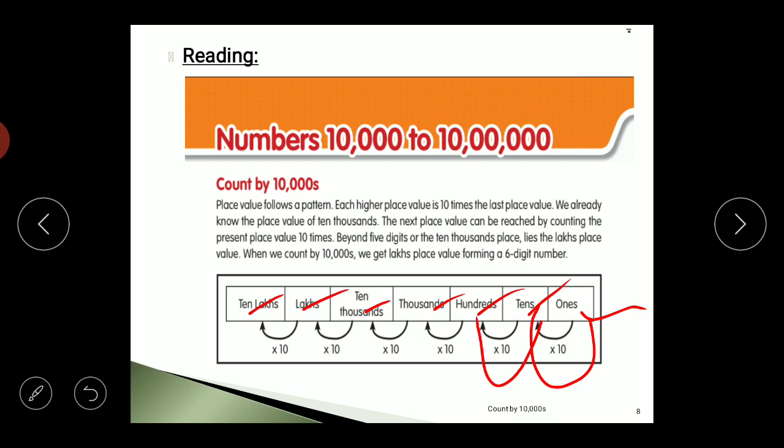So 10 ones are needed to reach tens, 10 tens needed to reach hundreds, 10 hundreds needed to reach thousands, 10 thousands needed to reach 10,000, 10 of the 10,000s needed to reach lakh, and 10 lakh needed to reach 10 lakhs. So I hope it is clear to all of you. The important thing that we have to learn is each higher place value is 10 times the last place.